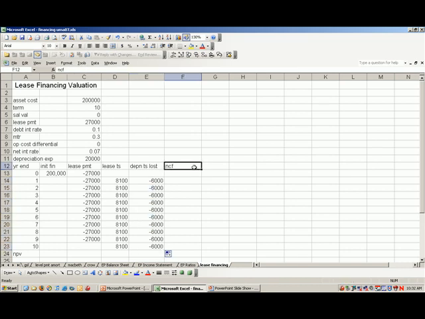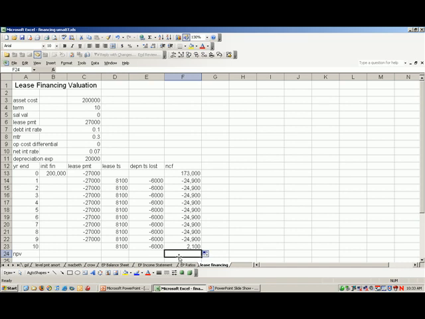We've accounted for all the components of the lease cash flow, and now we can calculate the net cash flow of the lease or the lease cash flow in each year. And that's going to be equal to the sum of the cash flows indicated in column B, C, D, and E. And we can just copy that formula down. So we have our net cash flow in each year for years 0 through 10 associated with leasing versus buying.